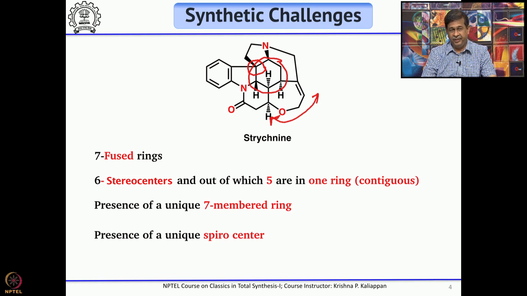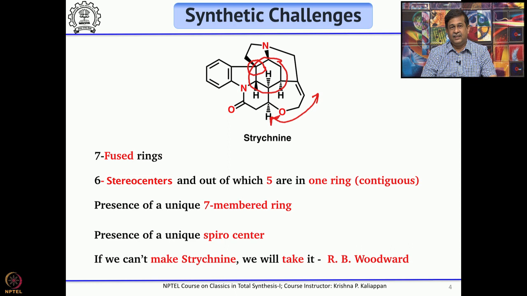Okay. After proposing the correct structure of strychnine based on various degradation studies, Woodward thought definitely this is the molecule one should make. The more the challenge, the better for synthetic chemists to work on it, because they used to love a challenge. At that time he made a very famous statement: if we cannot make strychnine, then we will take it. If you take strychnine, what will happen? That is how he took this as a challenge and started working on strychnine.